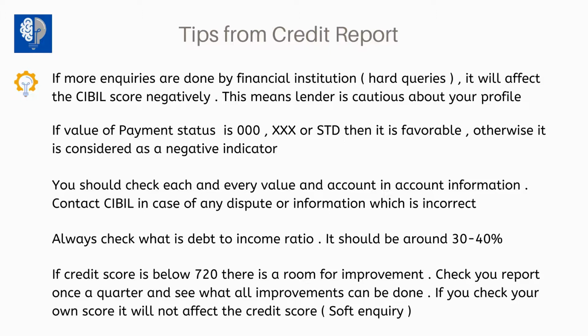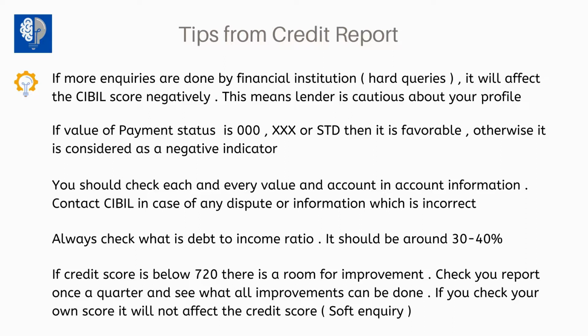Now, one thing which I want to tell you, and which is a tip, is always check what your debt to income ratio is. So I will explain. In your credit report, just check what all EMIs you are paying. Suppose you add up all the EMIs and it comes to around 20,000. Now suppose your salary is 50,000 and you are paying 20,000 as EMI, which means you are basically paying 40% as your EMI. Now this, you are at the margin.